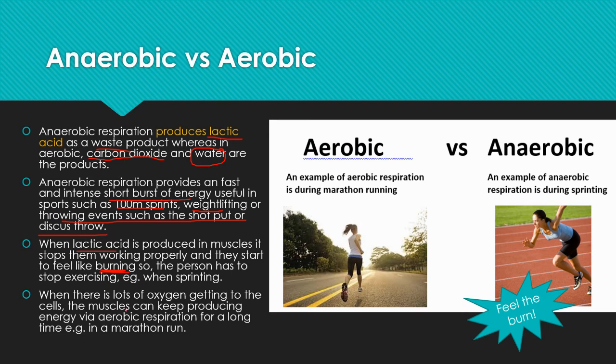I'm sure you've felt this when you've been sprinting and then you have to stop sprinting because your muscles are burning. When there is lots of oxygen getting to the cells, the muscles can keep producing energy via aerobic respiration for a long time. So if you can just keep doing aerobic respiration, you can run a long way, for example, in a marathon. But if you want to go really fast, then you sprint and you need a short burst of energy, and then you get this burn, which is the lactic acid in your muscles.